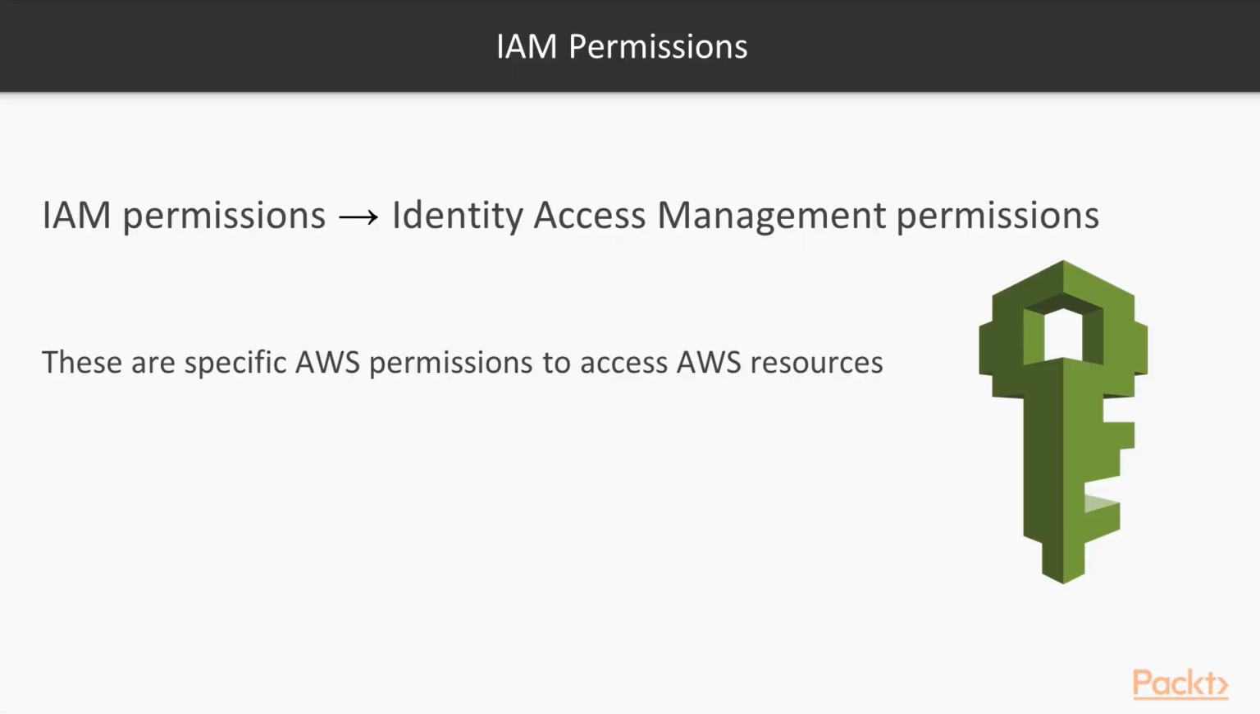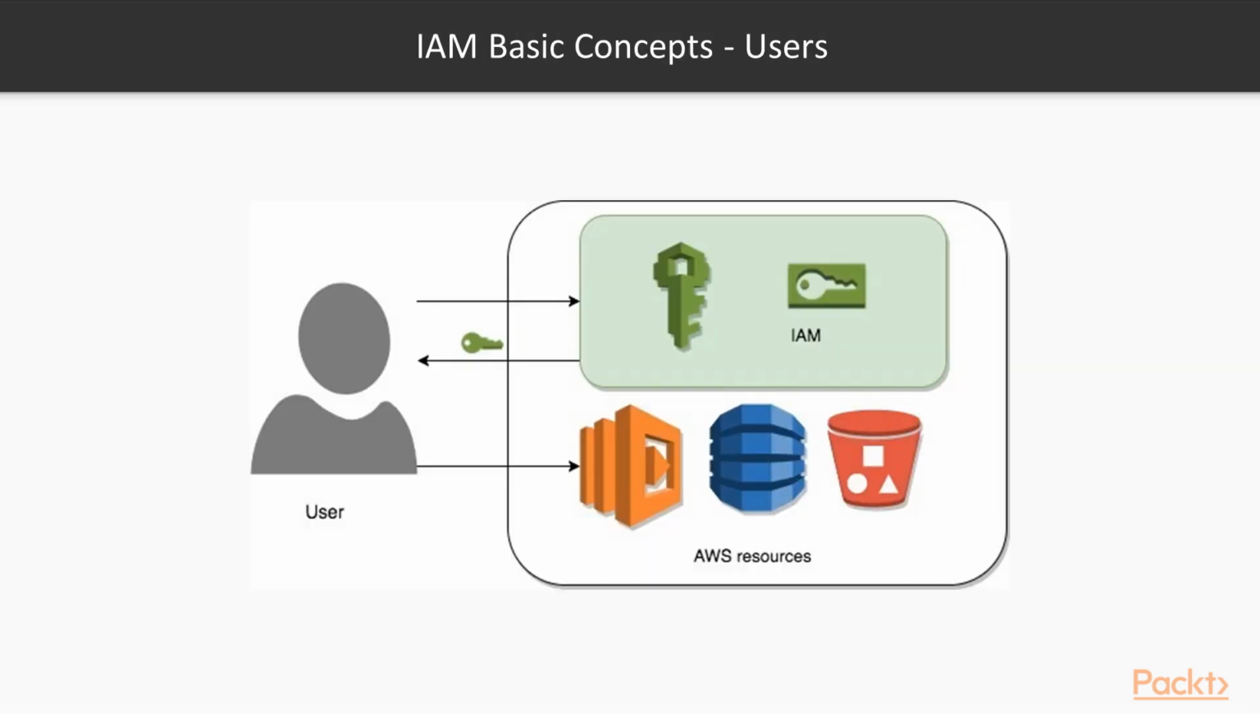So, IAM permissions means Identity Access Management permissions. These are specific AWS permissions to access AWS resources. There are some basic concepts when working with these IAM permissions. We have users. Users are the end users and they have access to some resources. If you remember when we created student 1, we granted him no permissions, but we put him in a group and the group had the administrative permissions.